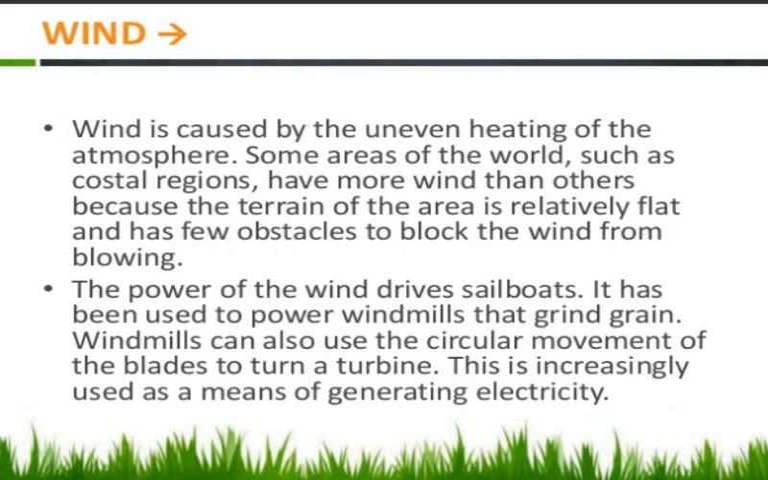Wind. Wind is caused by the uneven heating of the atmosphere. Some areas of the world, such as coastal regions, have more wind than others because the terrain of the area is relatively flat and has few obstacles to block the wind from blowing. The power of wind drives sailboats. It has been used to power windmills that grind grain. Windmills can also use the circular movement of the blades to turn a turbine. This is increasingly used as a means of generating electricity.